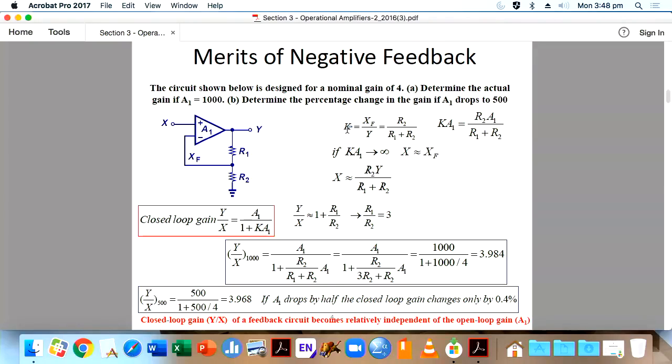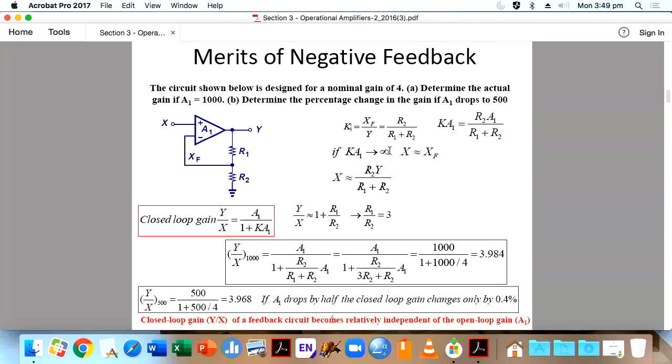So this is the amplifier, and then K, your feedback fraction. What is feedback fraction? XF, the feedback voltage, divided by Y, the output, which is equal to R2 by R1 plus R2. And then K into A1, so that is called the feedback. Do you remember this one? Loop gain: R2 into A1 by R1 plus R2.